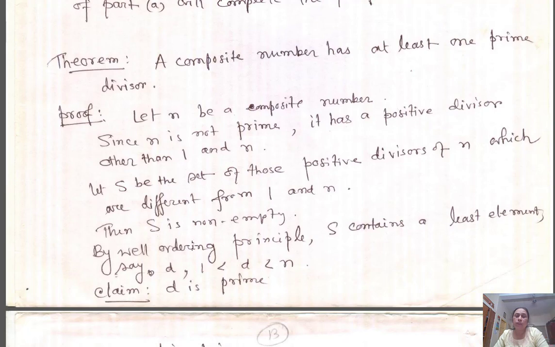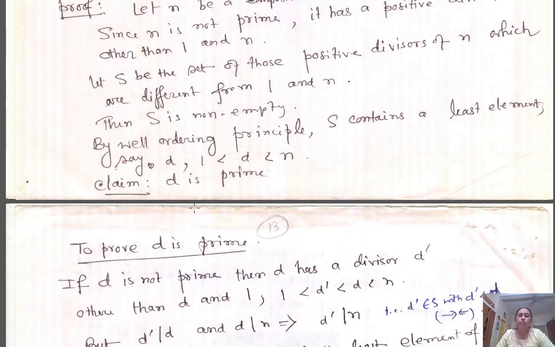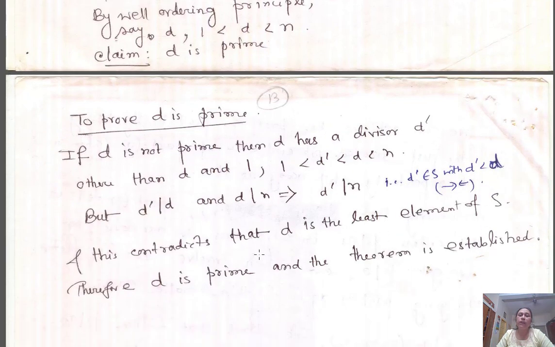So we have to show that this d is essentially a prime number. d is the least element of S. We have to show d is prime. If it is not prime, what happens? If it is not prime, then it must have a divisor d' other than d and 1.